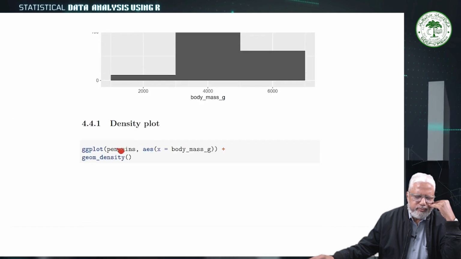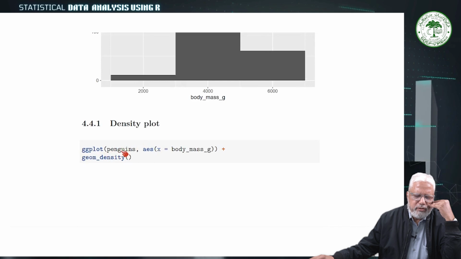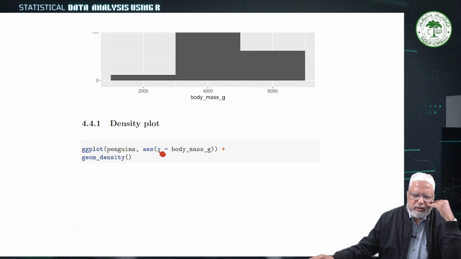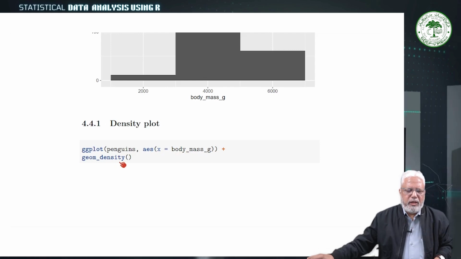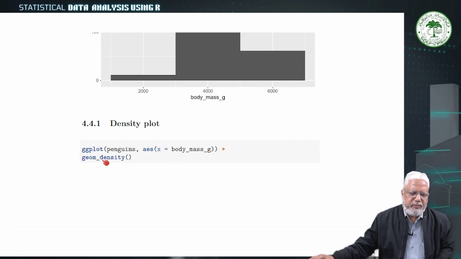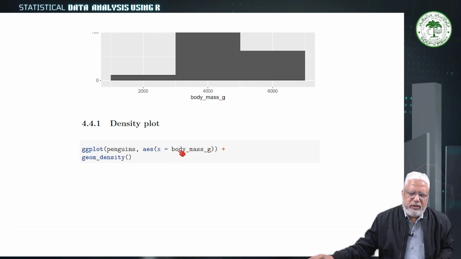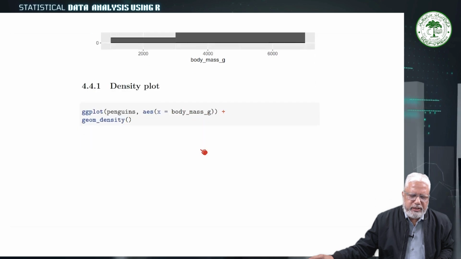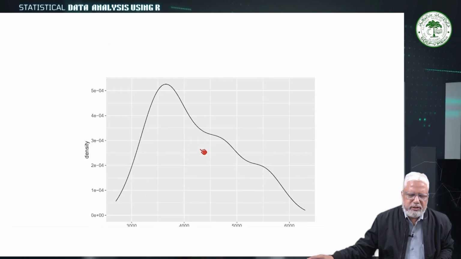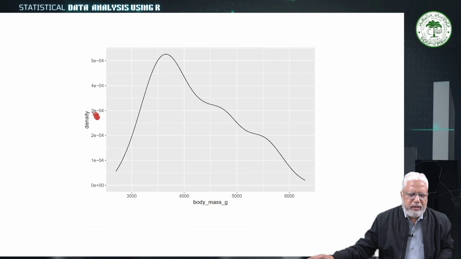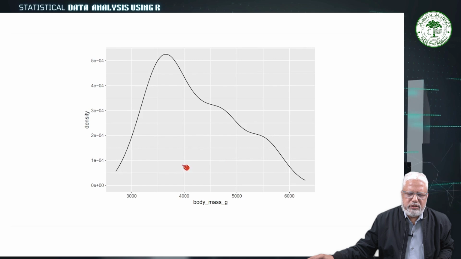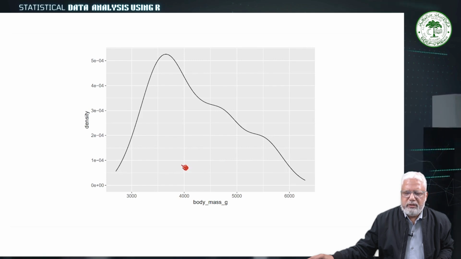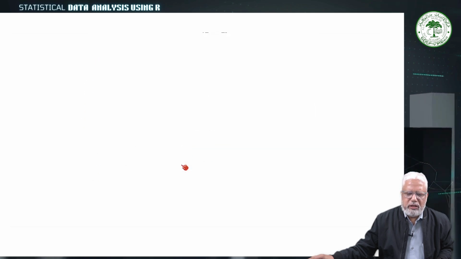Then density plot: ggplot penguins aes x is equal to body mass in gram plus geom density. So, if we add here geom density, it will give the body mass density plot. See, this is the density plot of the body mass. So, this is a very good plot, and it is right skewed. So, here it gets the real picture.